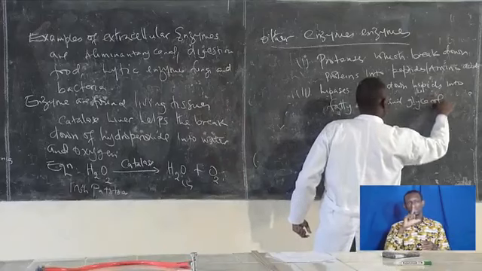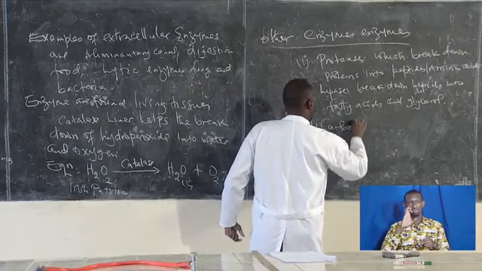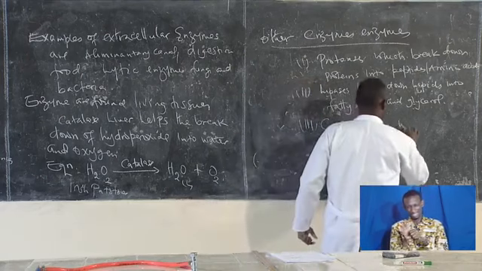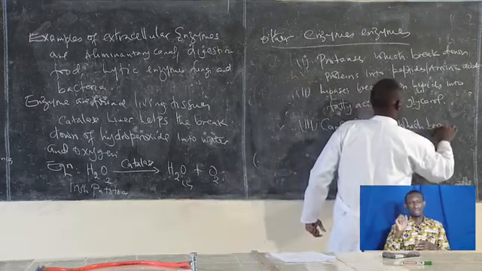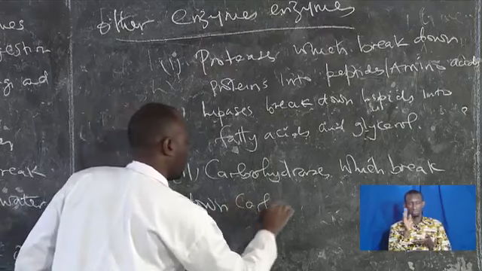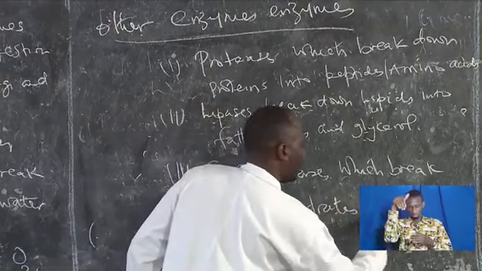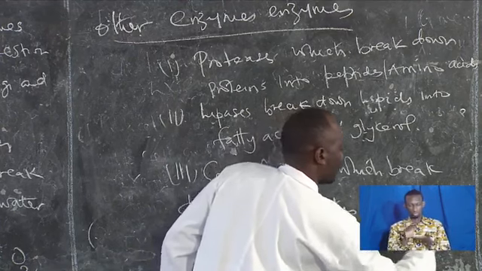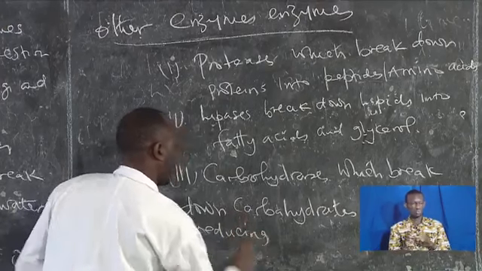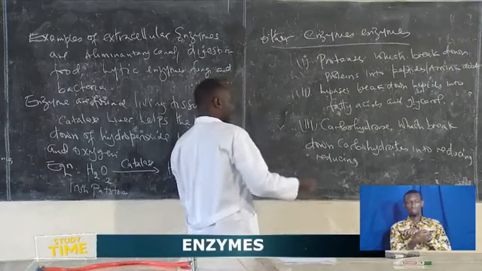All right. We have number 3, which is called carbohydrase. These are enzymes that normally act on carbohydrates, which break down carbohydrates into reducing sugars. Reducing sugars. Take an example. They convert starch into maltose. All right? So we also have other enzymes that are found in our body.